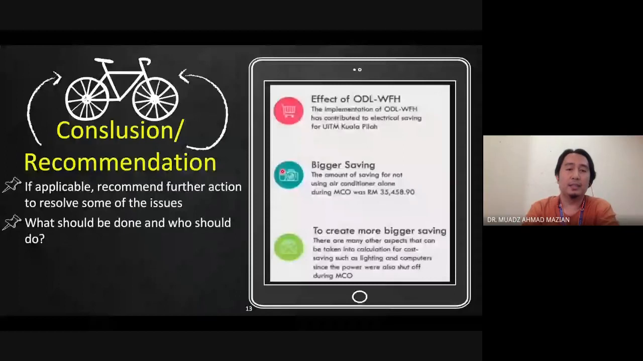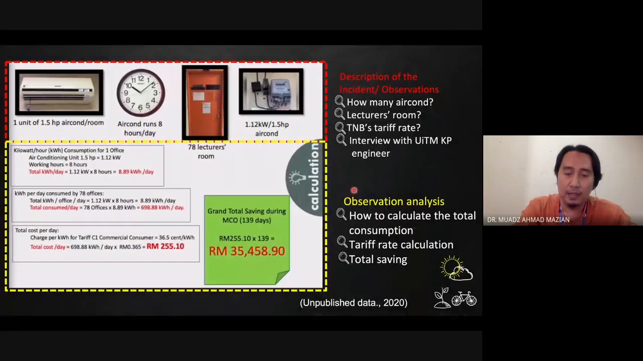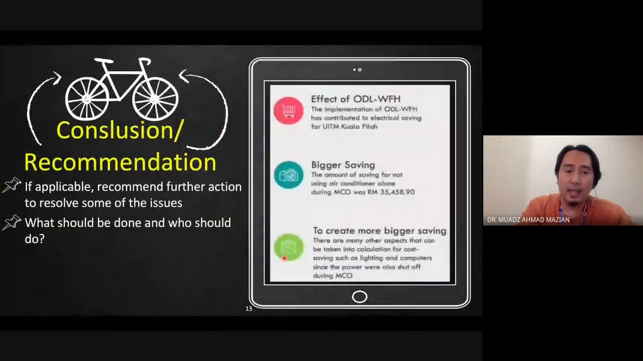And last but not least is conclusions and recommendation. It's applicable, recommended further action to resolve some of the issue. So after I get these figures, these magic figures, then I come up with a recommendation on how to get a potential bigger saving. Macam mana kita boleh get a bigger saving? And last one, what should be done and who should do?